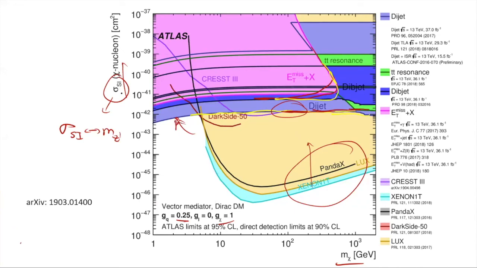This is for spin independent. For spin dependent, I don't have the plot, but I can tell you the story: for spin dependent, the LHC bound is stronger than the direct detection bound. But everything depends on the model and your particle physics model. If you pick a different model, the bound might be different.